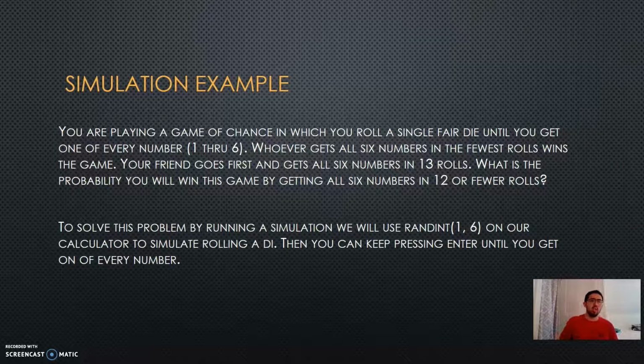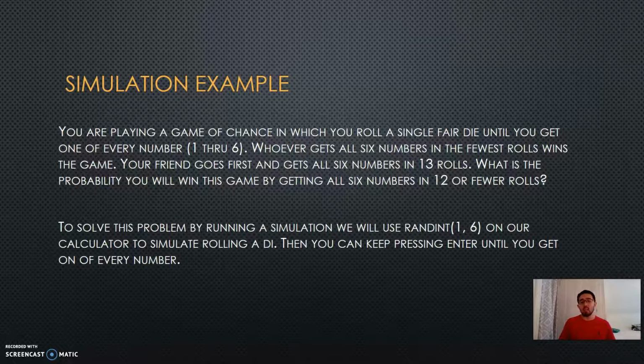So let's actually take a look at the following example. It's the second example that I just went over. Let's say you're playing a game of chance in which you roll a single fair die until you get one of every number 1 through 6. Whoever gets all 6 numbers in the fewest rolls wins the game. Your friend goes first and gets all 6 numbers in 13 rolls. What's the probability you will win this game by getting all 6 numbers in 12 or fewer rolls? This is tough.